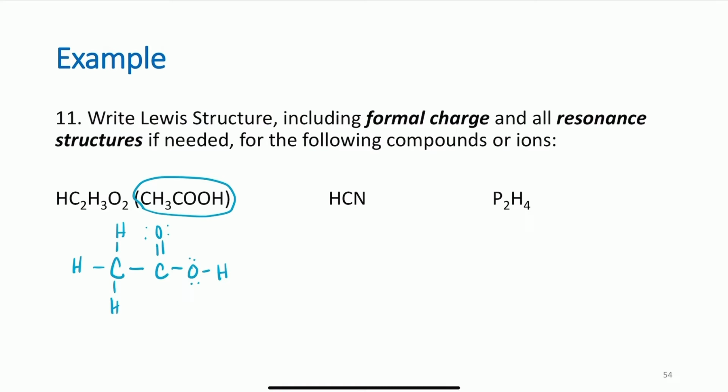HCN: hydrogen, 1 valence electron, carbon 4, nitrogen 5, overall 10 valence electrons. Give your outer atom its octet, 2, 4, 6, 8, 10. Check formal charge. Well, not even before you check formal charge, check to make sure your central atom has its octet. It does not. So nitrogen is going to donate electrons to form a triple bond to carbon. And now every atom has 0 formal charge.